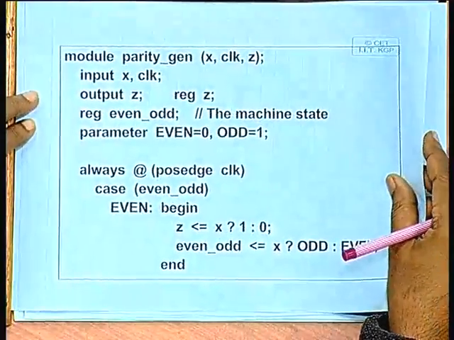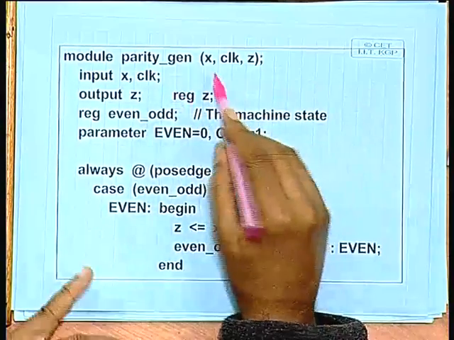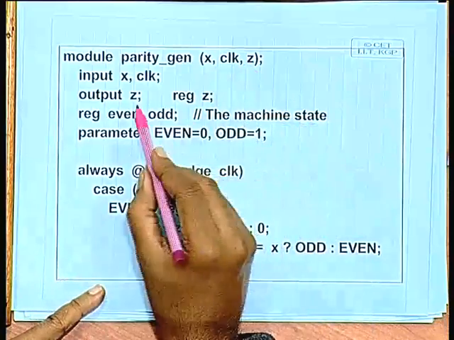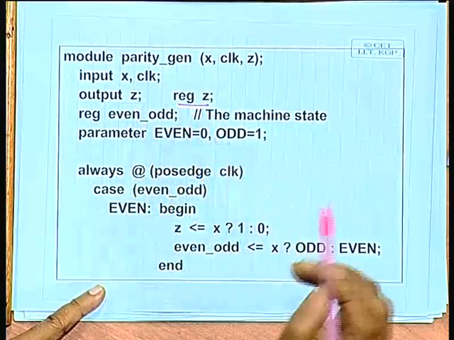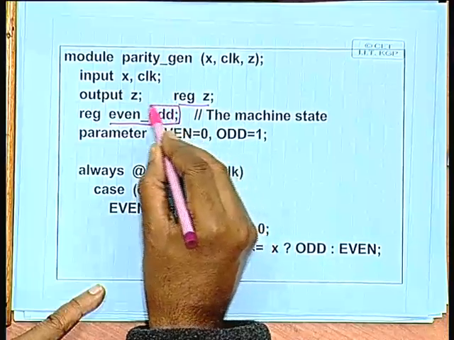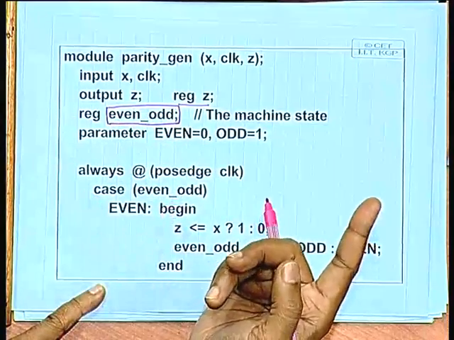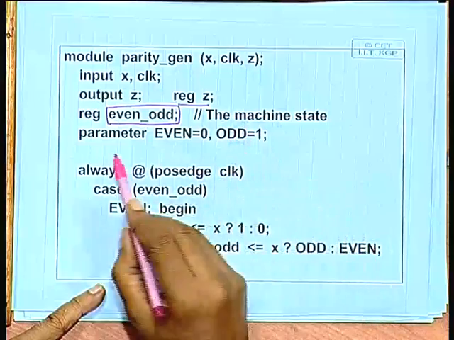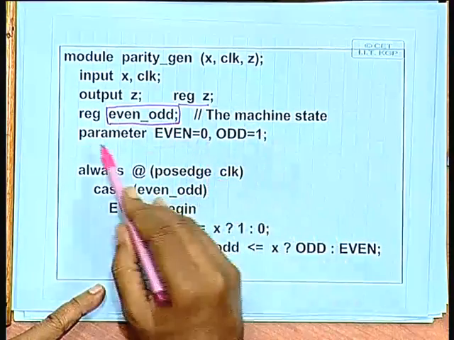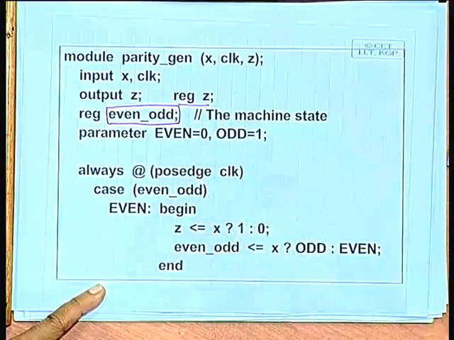So, the way we write the code is like this: parity generator, as I mentioned, x and clock are the input, z is the output. Output I am declaring as reg, and this is the state. I am calling this state even odd. Since there are only two states, one variable is sufficient. And I am calling 0 as even and 1 as odd, and using parameter I am giving the names of these constants.